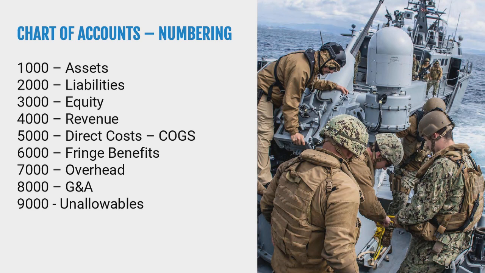Okay, so we're going to go back to the chart of accounts. Here is a listing of the standard numbering for the chart of accounts, specifically for a government contractor. When we get past the balance sheet accounts, which are 1,000 through 4,000 in this example, and get to the P&L or income statement accounts, 5,000, 6,000 and on, this is a typical structure that I would expect to see. And notice that there's a section, the 9,000 accounts, where we accumulate the unallowable costs. Next slide.